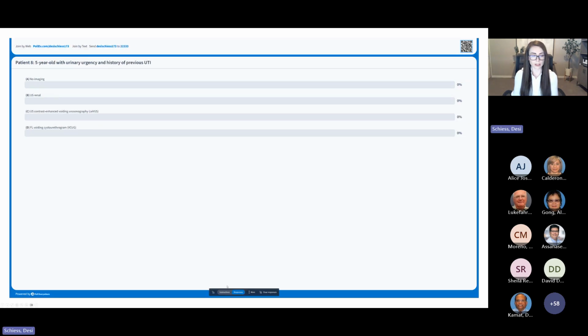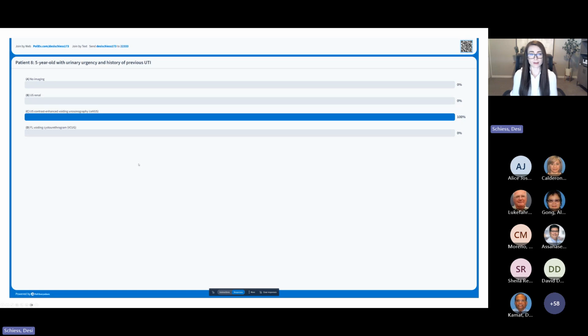Okay, it's time for our next patient. This is a 5-year-old with urinary urgency and history of previous UTI. You may need to refresh your browser window again if you're not seeing patient 8. Okay, so would you like no imaging, ultrasound of the kidneys, an ultrasound contrast enhanced voiding urosonography, or a fluoroscopic VCUG?